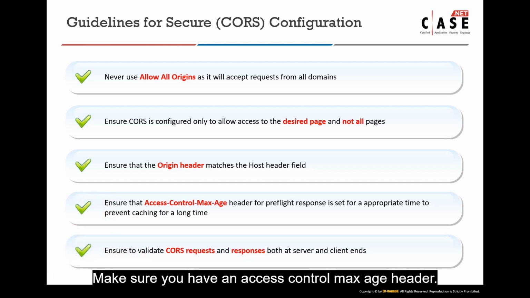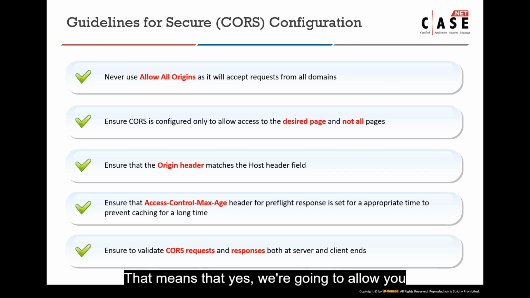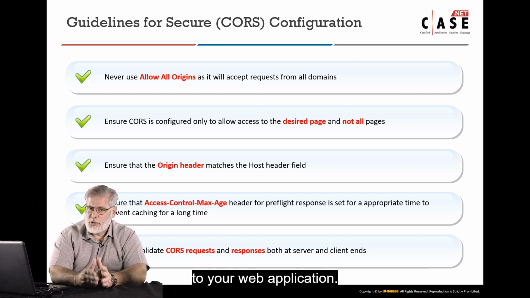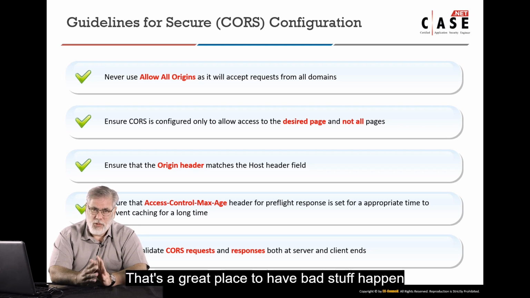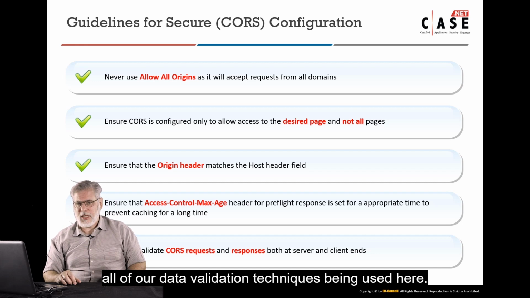Make sure you have an access control max age header. This is set for a time. That means that yes, we're going to allow you to access resources and share them, but only for a period of time. This isn't carte blanche to do what you will at any given time in the future. That's what the age property is for. And make sure we validate those requests both at the server and client ends. You're enabling data to be moved from another URL to your web application. That's a great place to have bad stuff happen, so we absolutely want all of our data validation techniques being used here.